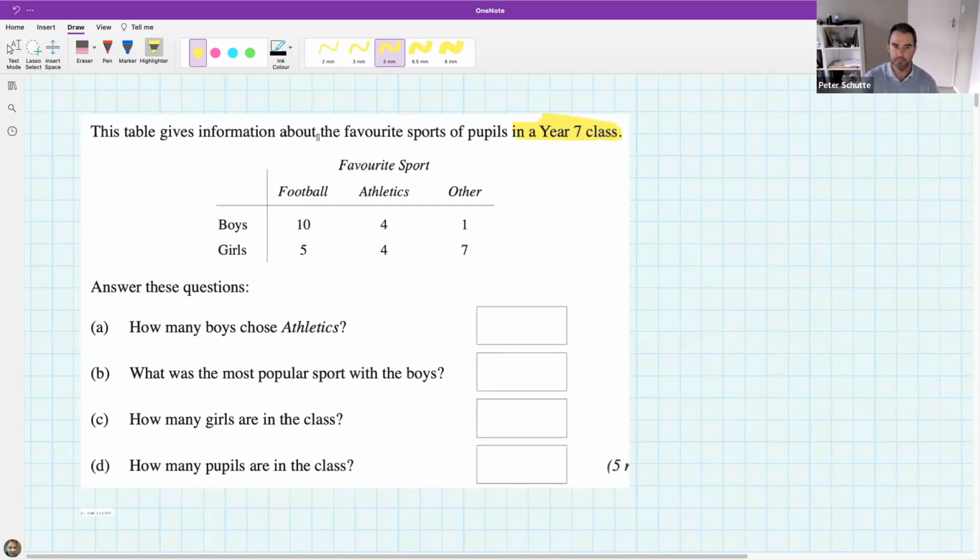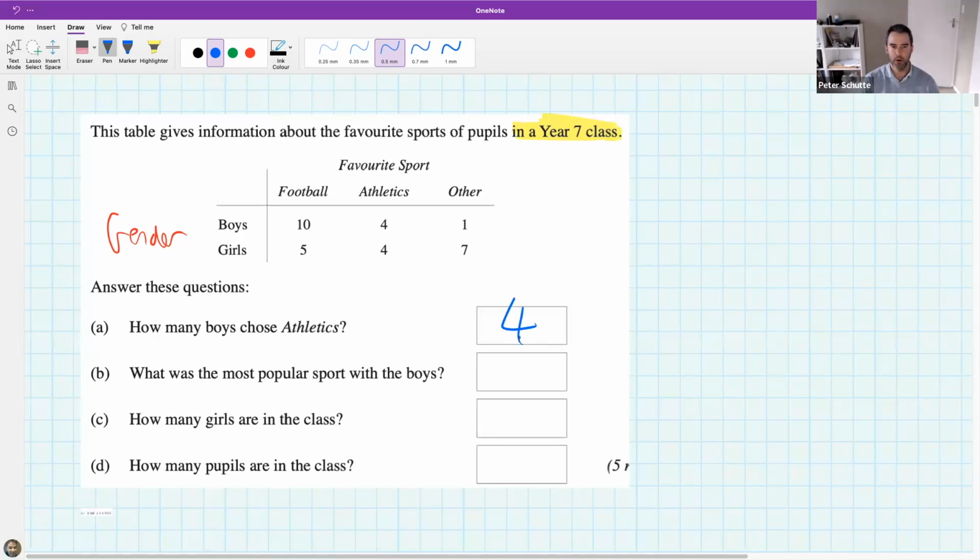Then on the other one, we have vertical columns, and that is about, well, let's do this. If this is about gender and the two choices here, this is about favorite sport, which splits into 3. And you can either have football as your favorite sport, athletics, or other. I want to know how many boys chose athletics as their favorite sport. So we look at the table and we find boys and we find athletics and we get 4.